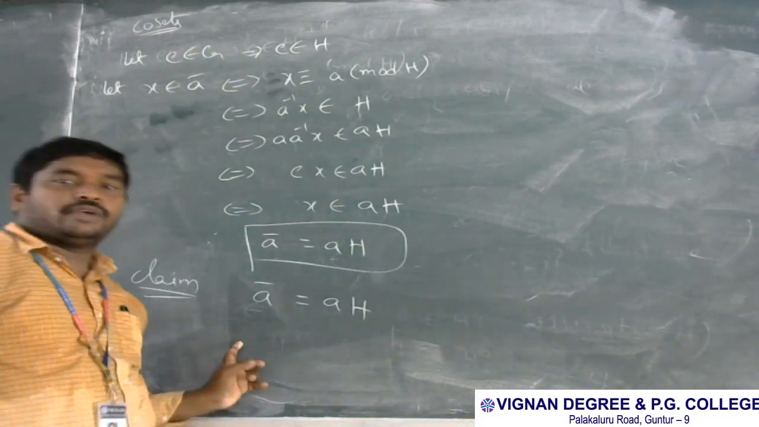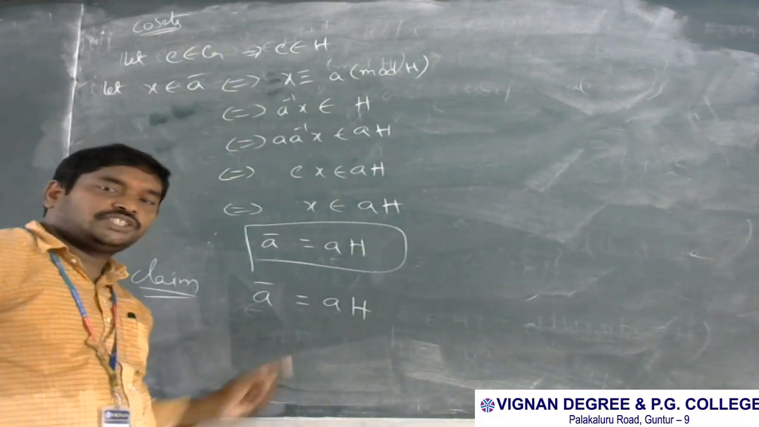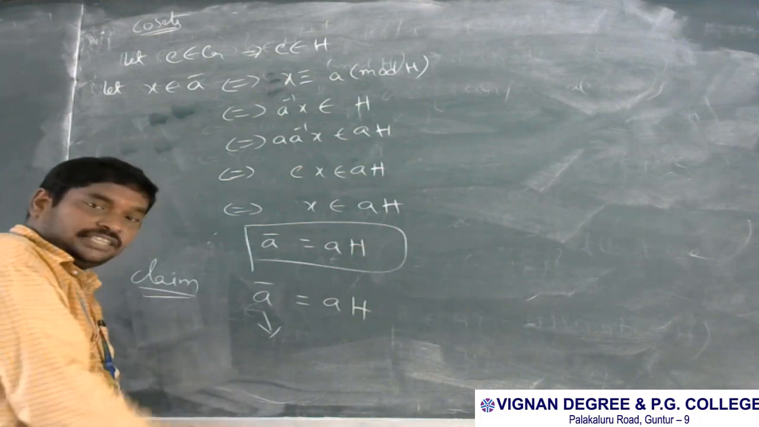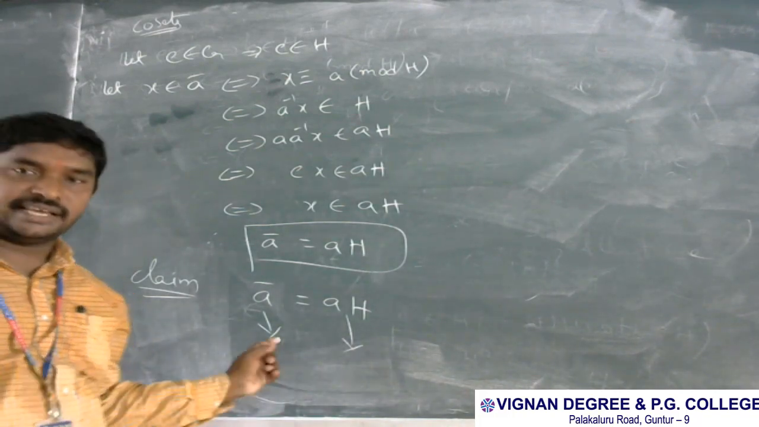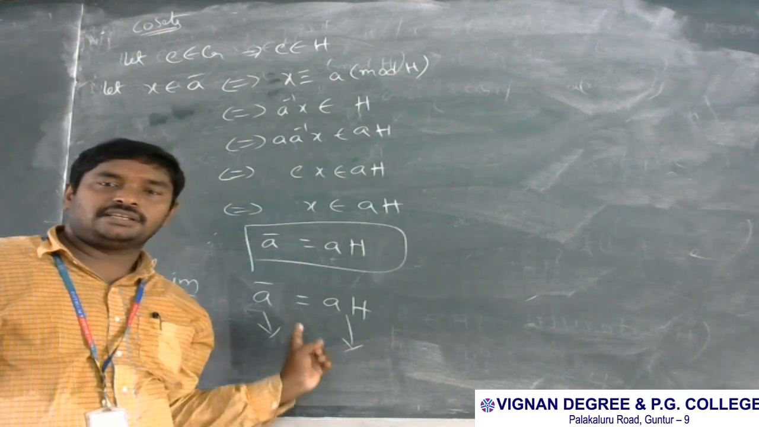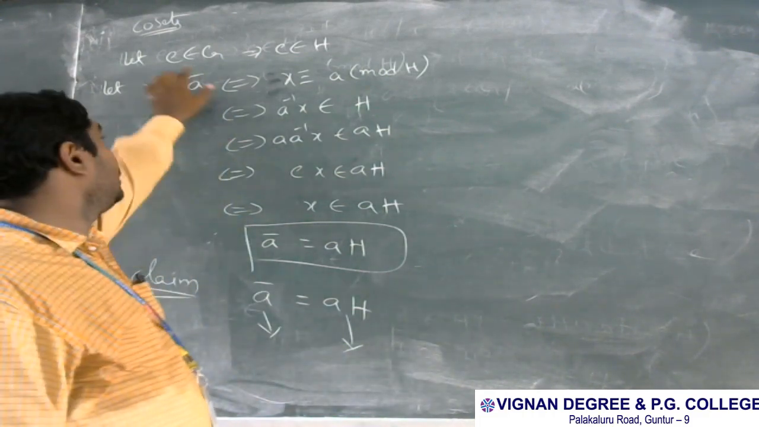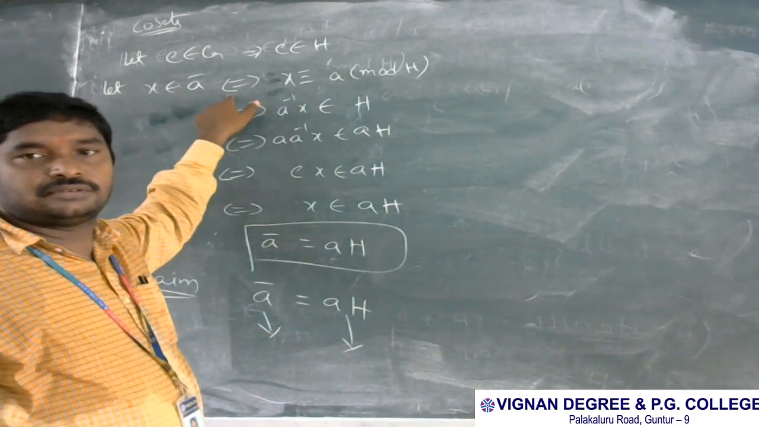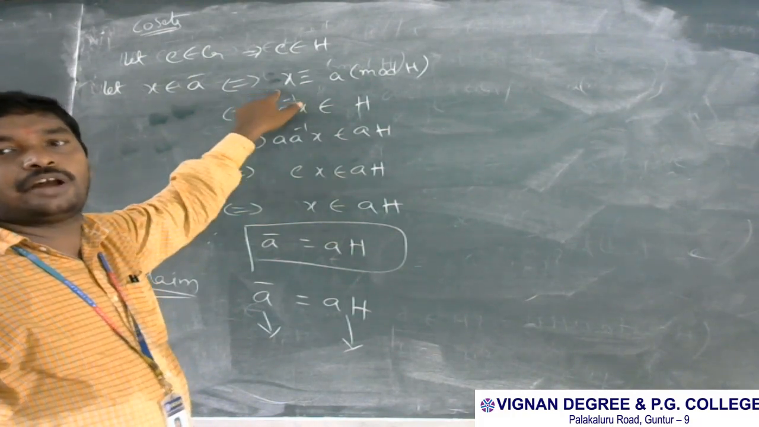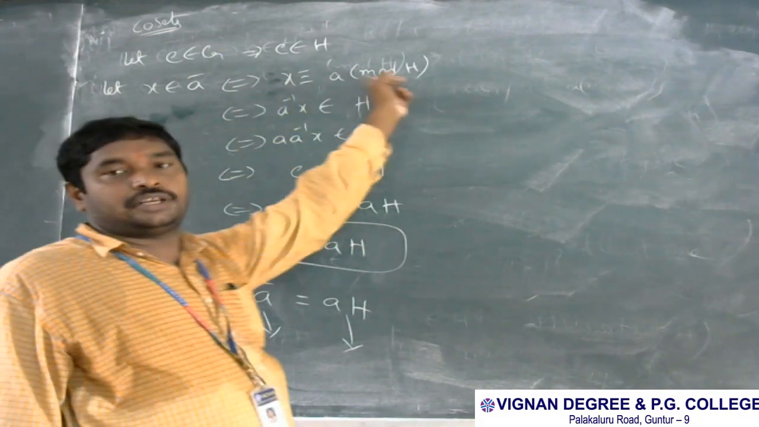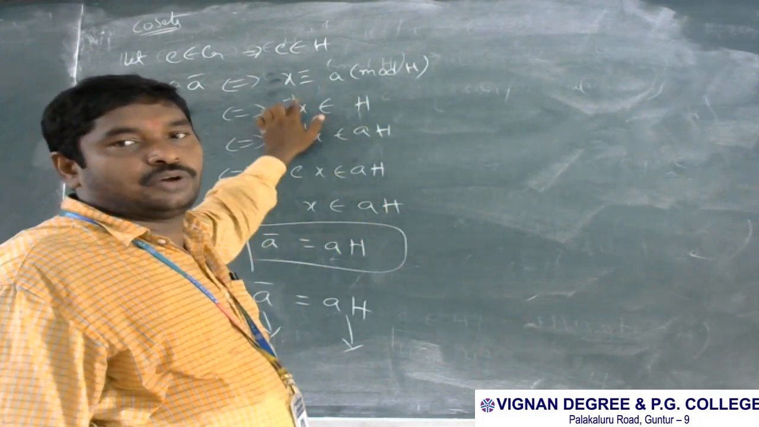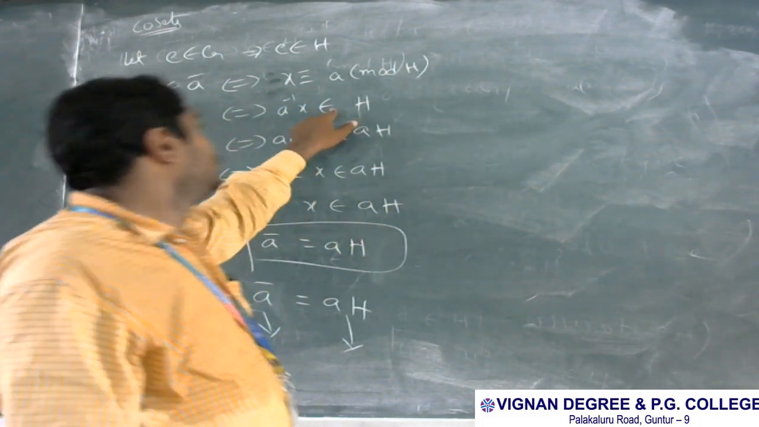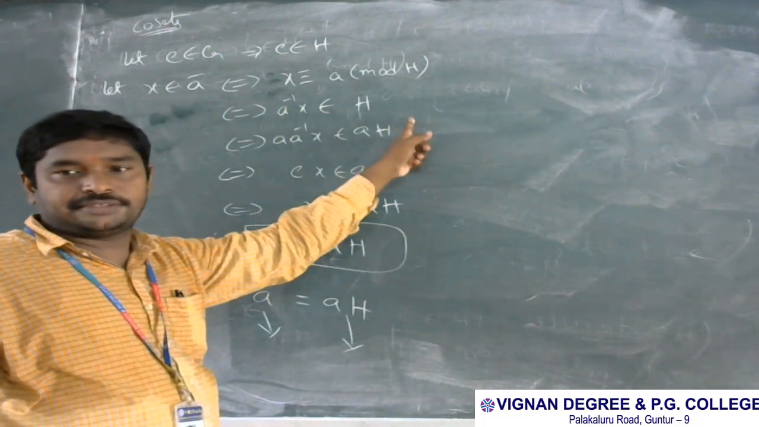So how did we prove A bar equals aH? First you take an element in LHS and prove that the element is also contained in RHS. So I am taking an element in LHS, the left side. So x belongs to A bar. If and only if x belongs to A bar, what do you write? x is equivalent to a mod H. So I am multiplying both sides by a inverse. So a inverse x belongs to H.